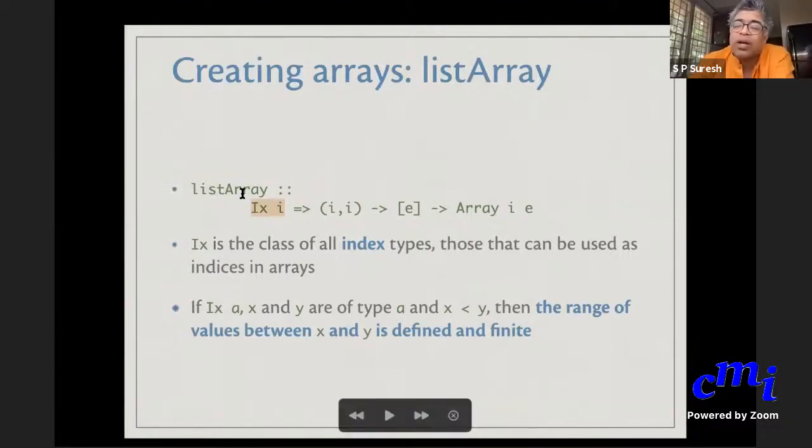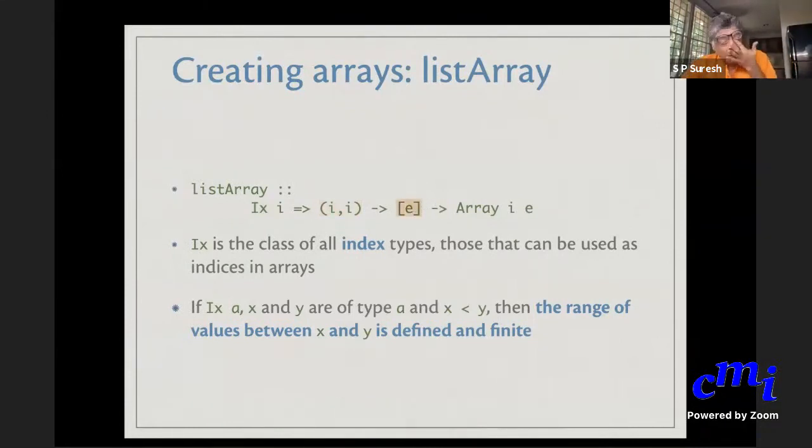We'll come to that. If I is an index type, then you have the lower bound of the index, the upper bound of the index, the smallest index and highest index pair, then the list of elements, and that is it. You give only two things, the smallest index and highest index, but the indices have to come from a type that can be an index. There are some constraints, which we'll come to in a minute. And then what you get will be array I.